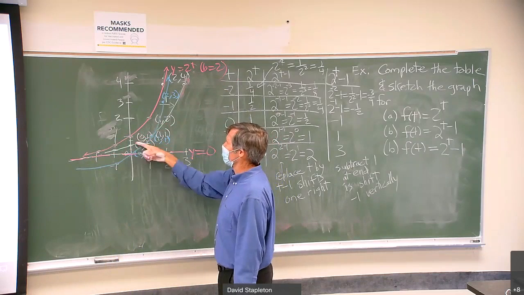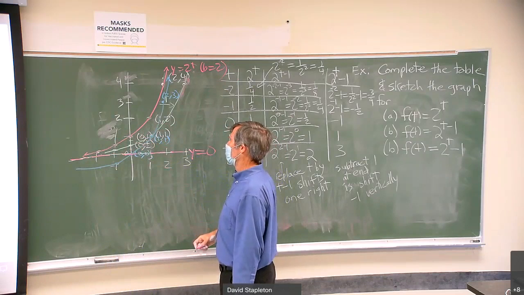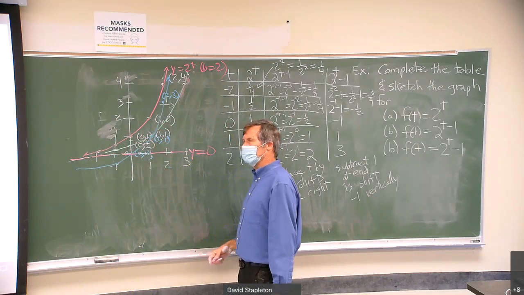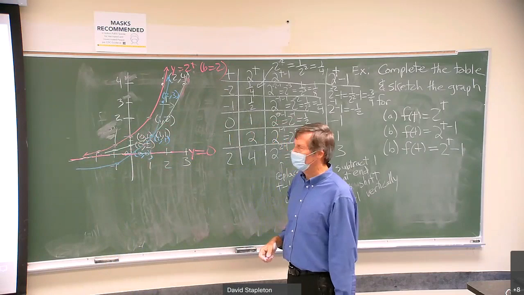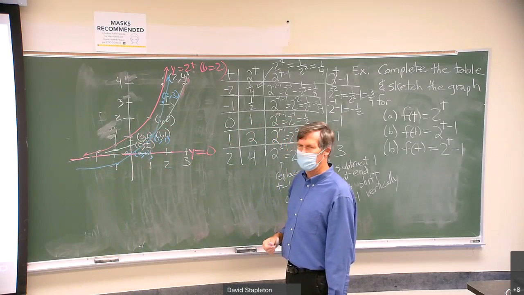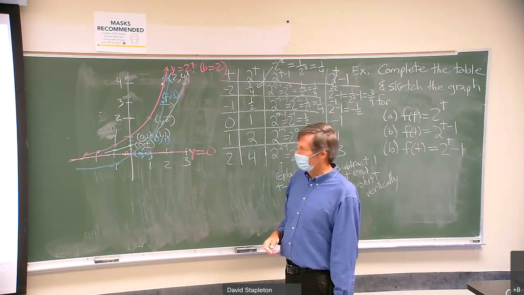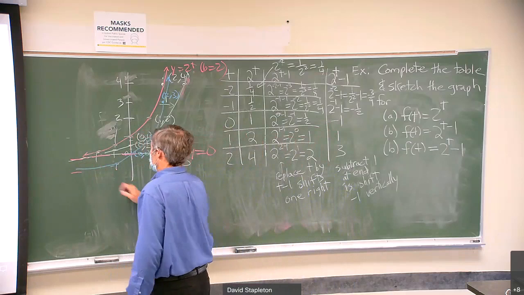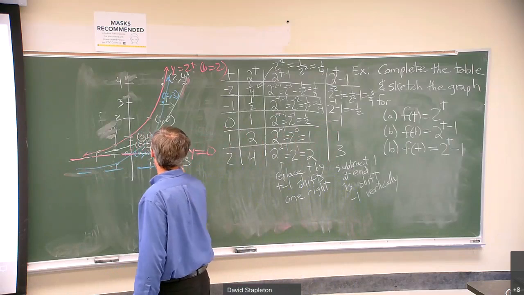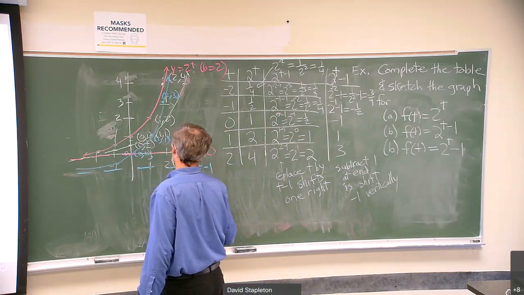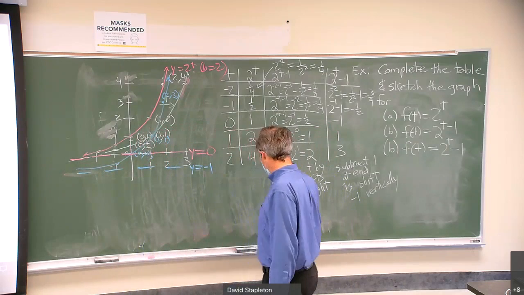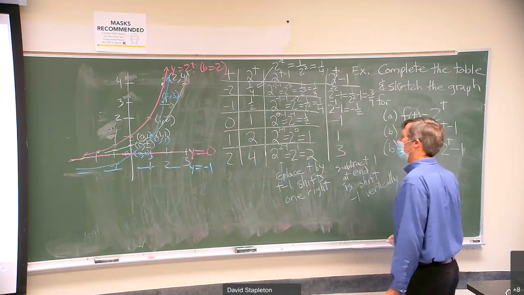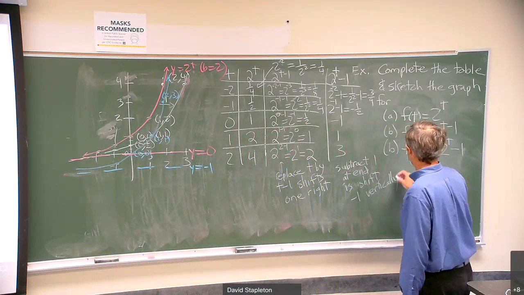However, these are shifts of that exponential function. What's the asymptote for the blue one? y equals -1. Since I moved the whole function down, the asymptote moves down. This gives all sorts of neat things, like now, what is the domain and range?